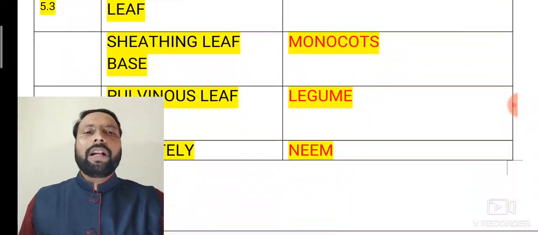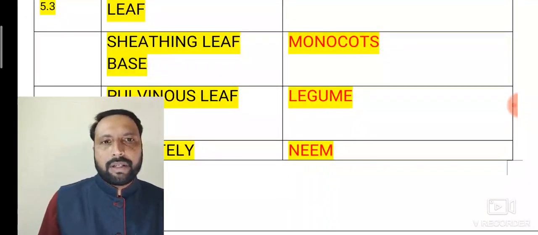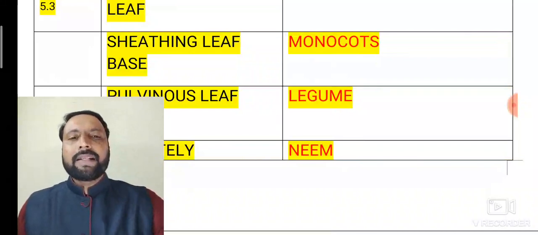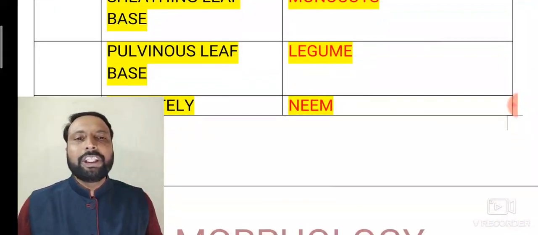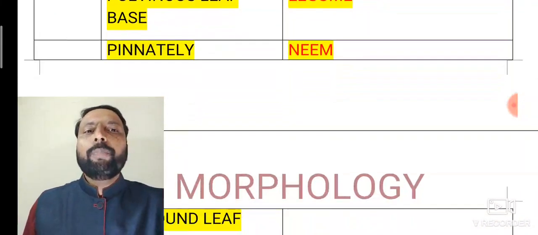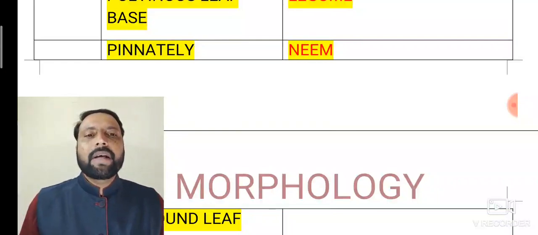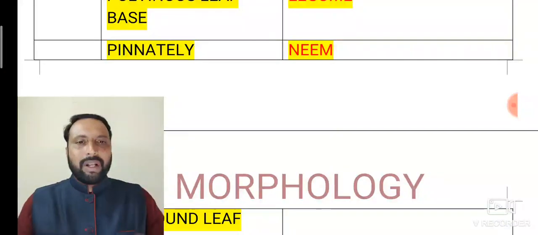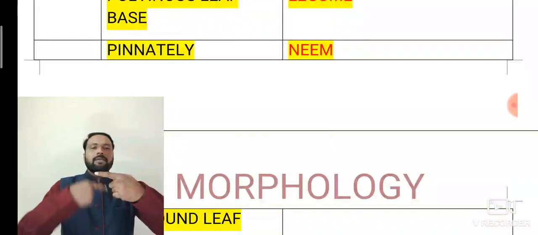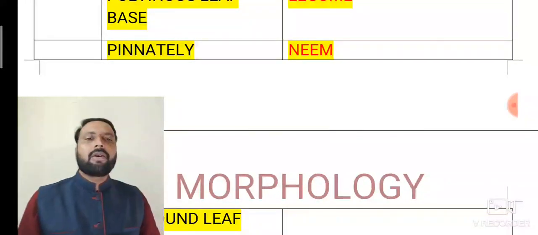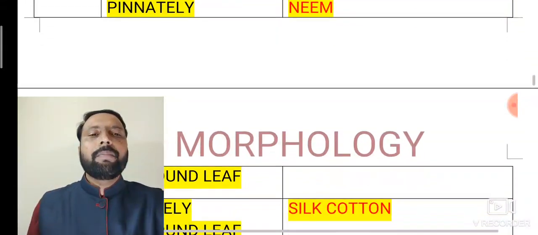Then when you go for the leaf point of view, sheathing leaf bases are present in monocots and a pulvinus leaf base, the leaf base is swollen, in legumes. And pinnately compound leaves are present in neem. It means only one rachis is present. On either side of the rachis, leaflets are present. That is called a pinnately compound leaf, example neem.